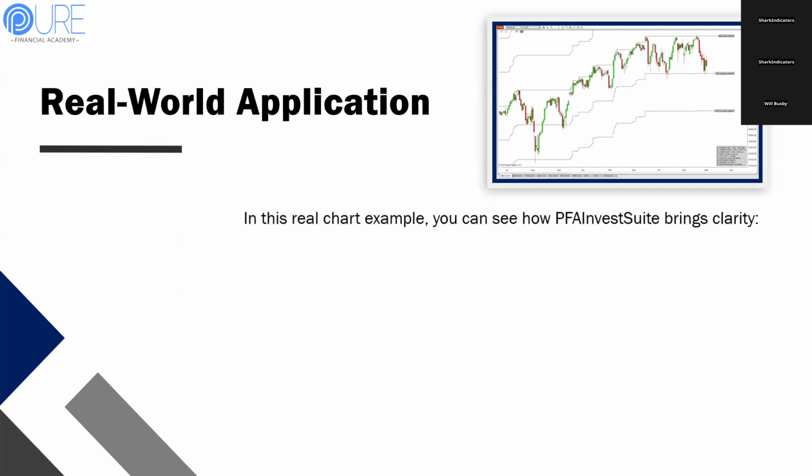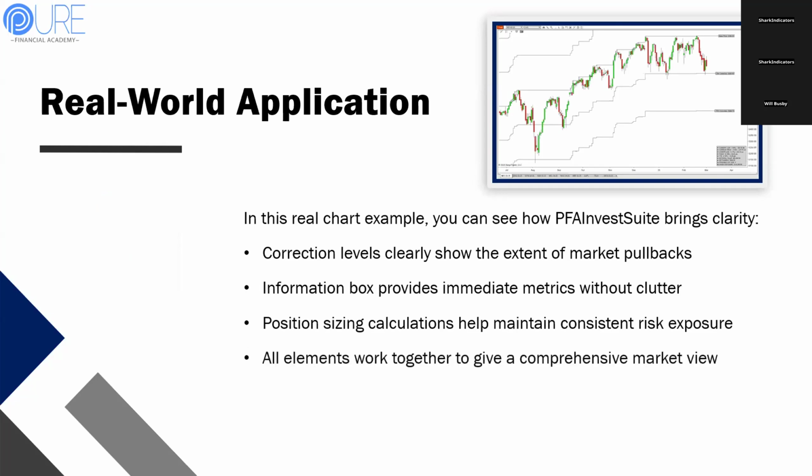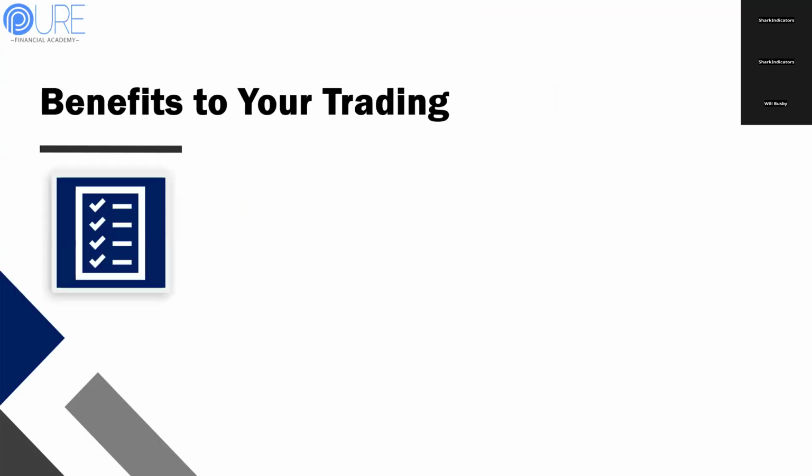So real world applications, you can see how it brings clarity. Correction levels clearly show the extent of market pullbacks and extensions. Information box provides the immediate metrics without the clutter. Position size and calculations are going to help maintain that risk exposure. All the elements work together to give a comprehensive market view. And this consolidated information supports more informed trading and investing decisions. Again, a visual. Let's go ahead and skip ahead of that so we can get out to Zach here.